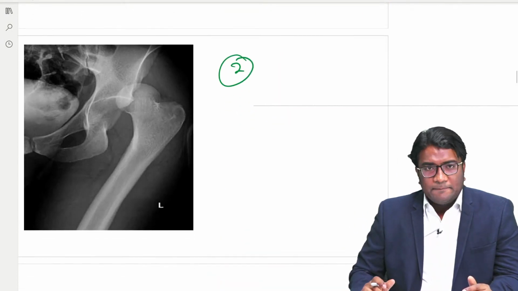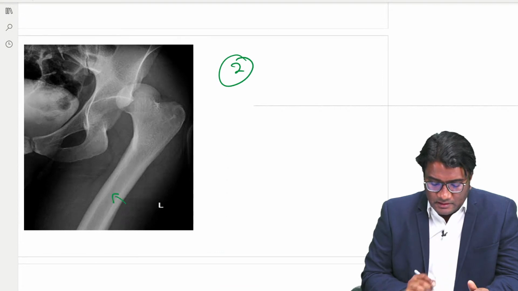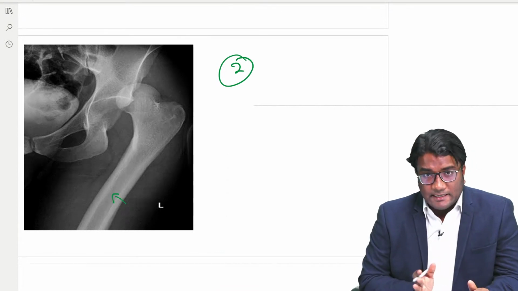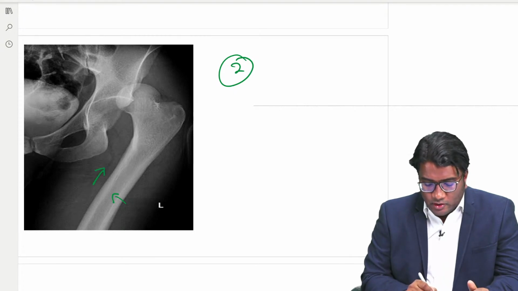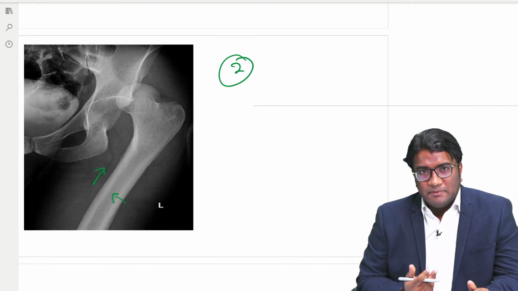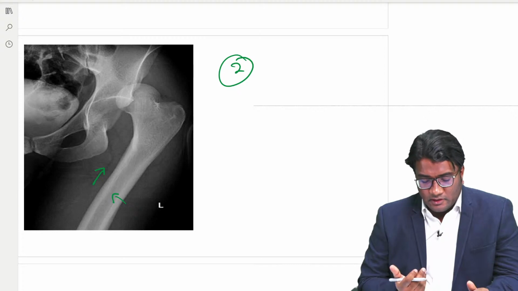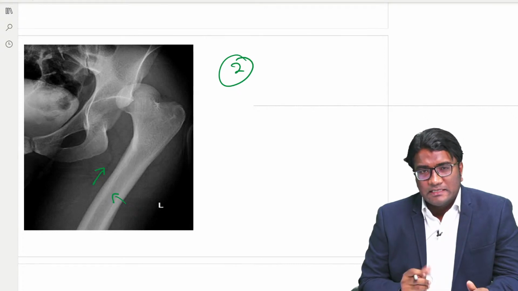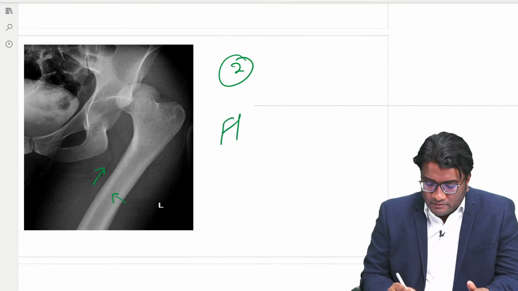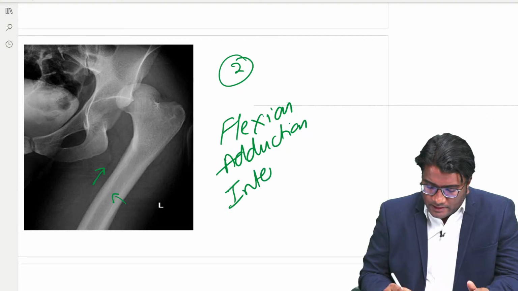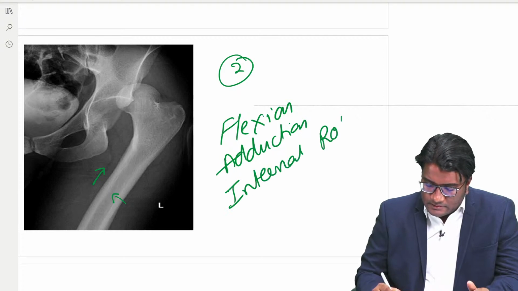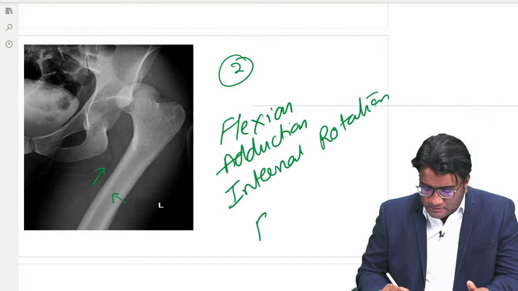But if you see that the shaft of the femur is appearing adducted, right? You can see in the image, the shaft of the femur is appearing adducted. You are not even seeing the lesser trochanter. That means it is internally rotated, right? The lesser trochanter is not visible. That means it is internally rotated. So whenever we have flexion, adduction, and internal rotation, right? What is this? This is FADIP, right?